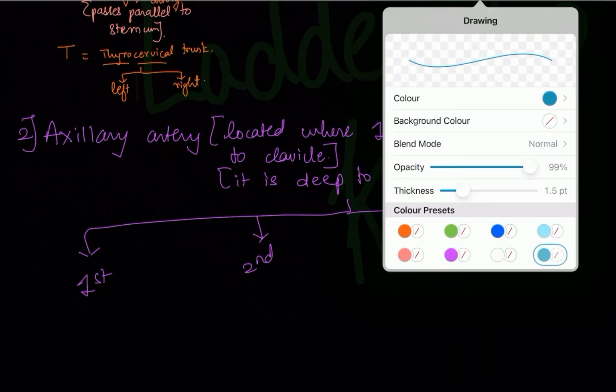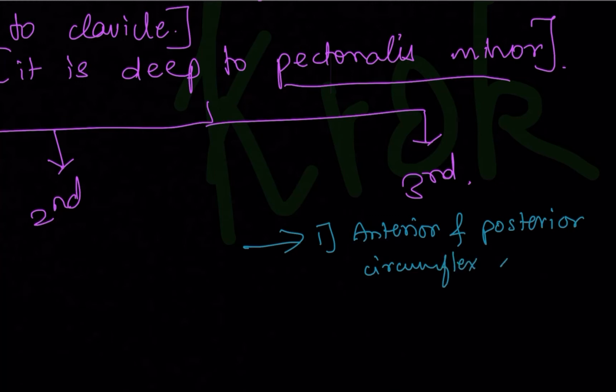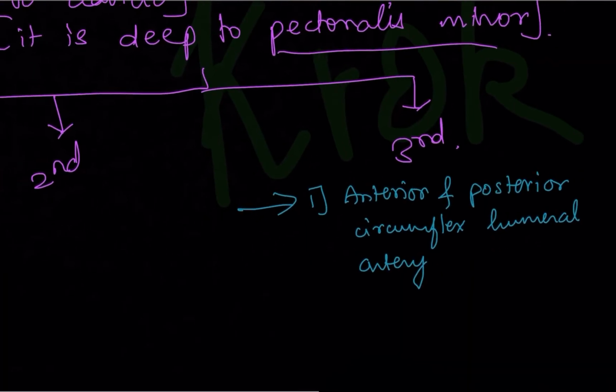So starting first, let's do the third division first. It's an important one which you have to remember. It gives you the anterior and posterior circumflex humeral artery. We have done this when we were doing humerus. These arteries are present right at the surgical neck of the humerus, so any fracture of the humerus at the surgical neck will cause disturbance or damage to this artery.